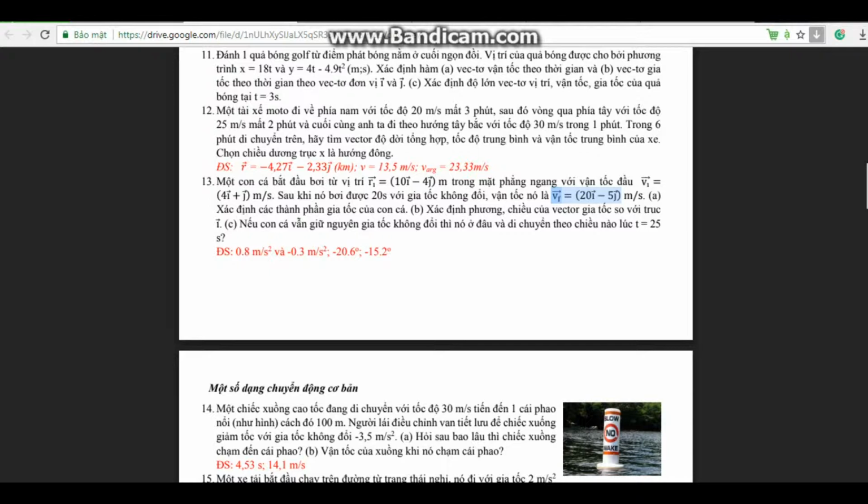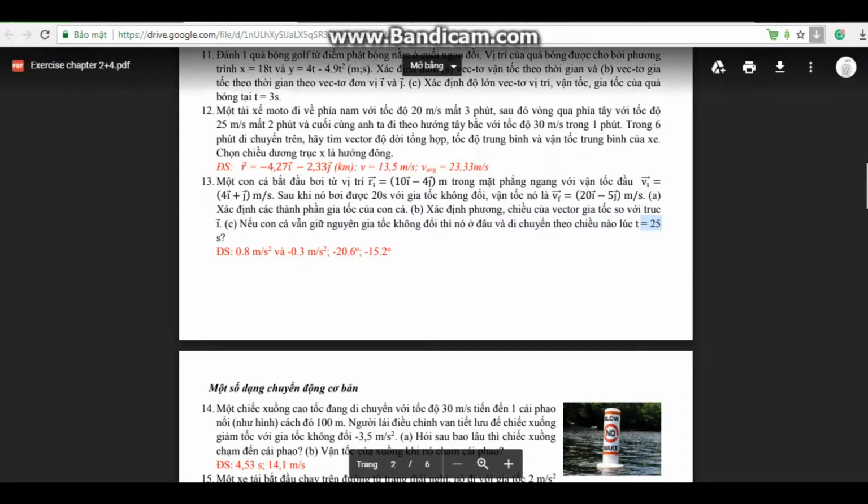And B: identify the direction and the angle of the acceleration vector compared to the x-axis and the y-axis. C: if the fish keeps its unchanged acceleration, then where will it be, and which way will it go at the time of 25 seconds?